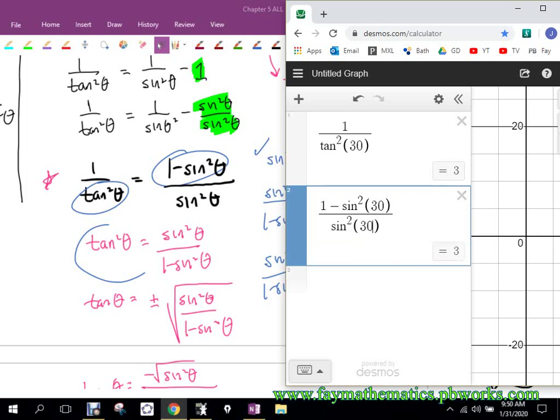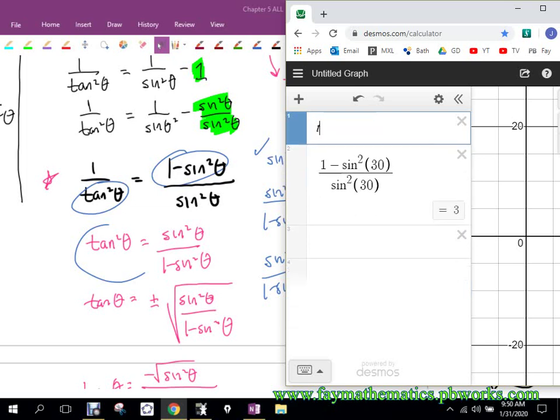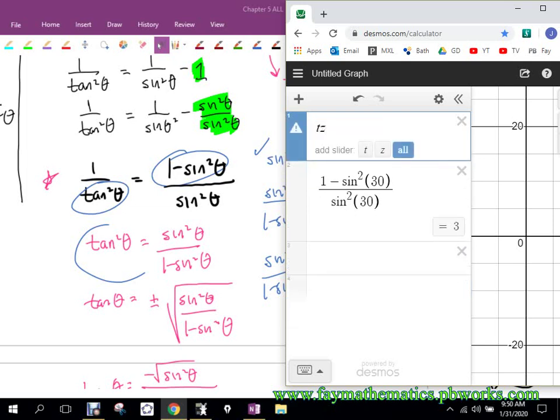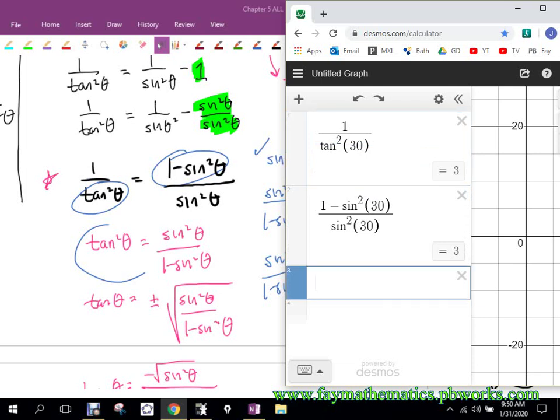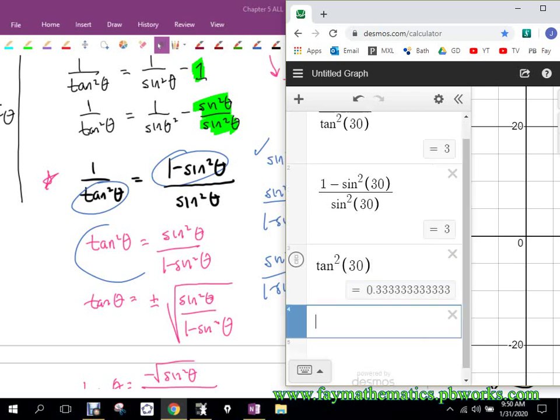Because I get the same results here, does it tell me that these two things are equal? Okay. So then the next step was, I took that one and I found its reciprocal. So then that reciprocal would have been tangent squared of 30. And I'm questioning whether this was okay.